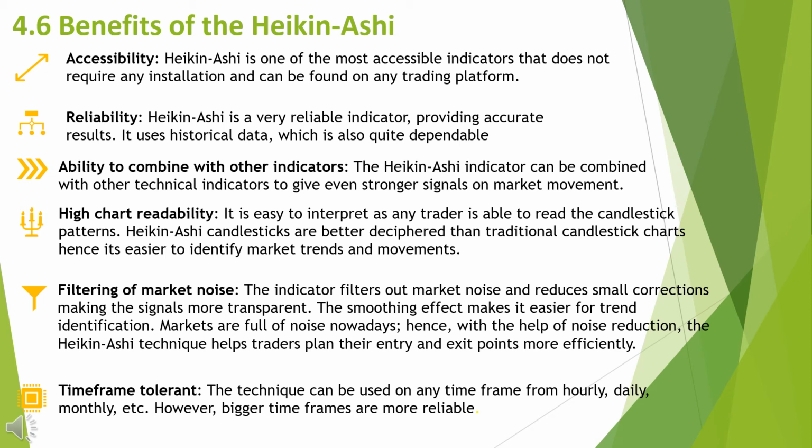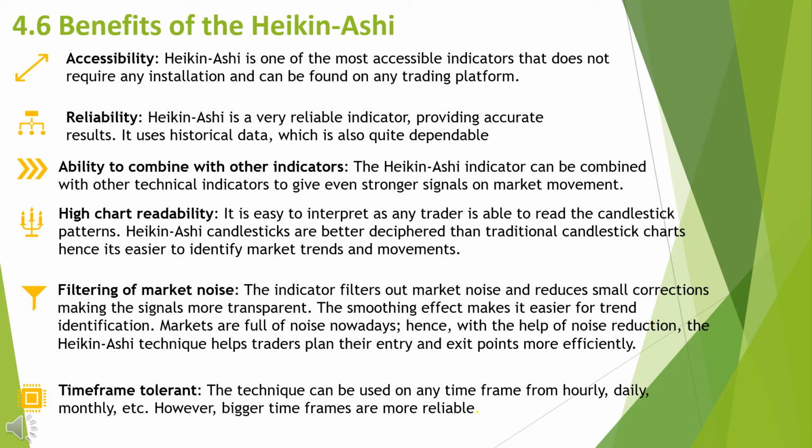3. High chart readability. It is easy to interpret as any trader is able to read the candlestick patterns. Heikin Ashi candlesticks are better deciphered than traditional candlestick charts, hence it's easier to identify market trends and movements. 4. Ability to combine with other indicators. The Heikin Ashi indicator can be combined with other technical indicators to give even stronger signals on market movement.